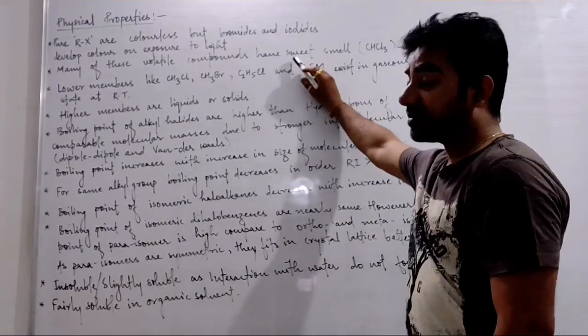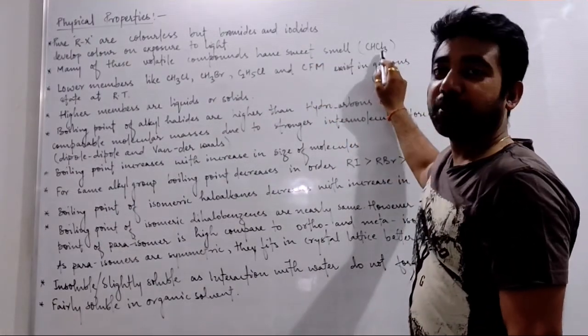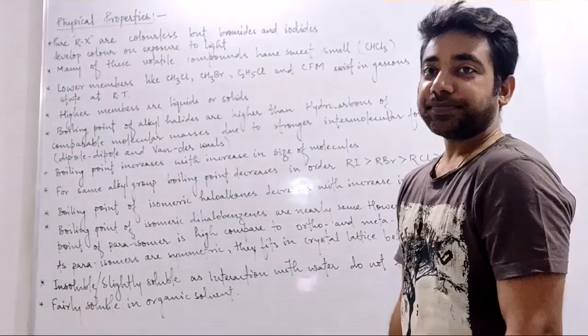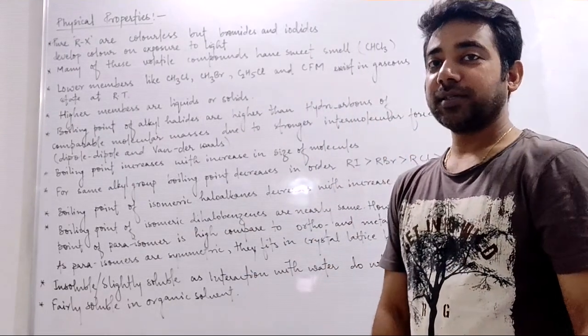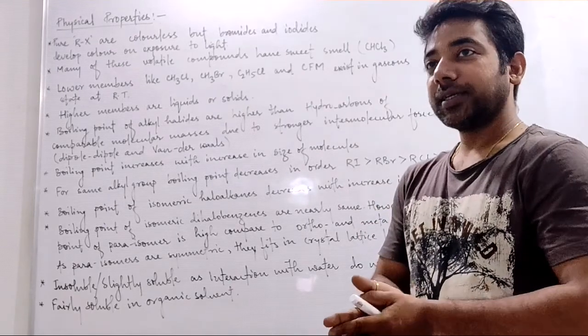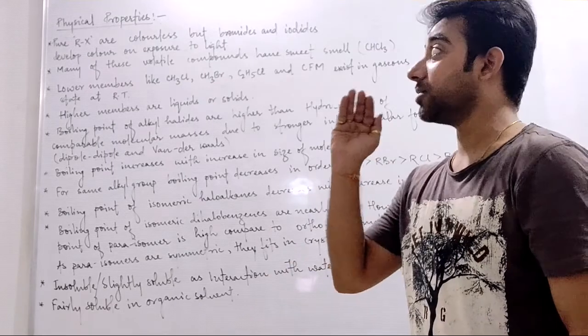Volatile alkyl halides have sweet smell. और सबसे बेस्ट एग्जांपल इसका है क्लोरोफॉर्म. क्लोरोफॉर्म is having a very sweet smell. इतना sweet smell होता है कि एक बार स्मेल करोगे तो लगेगा कि स्मेल करते ही रहे और फिर सो जाओगे. ज्यादा स्मेल किया तो हमेशा के लिए सो जाओगे.